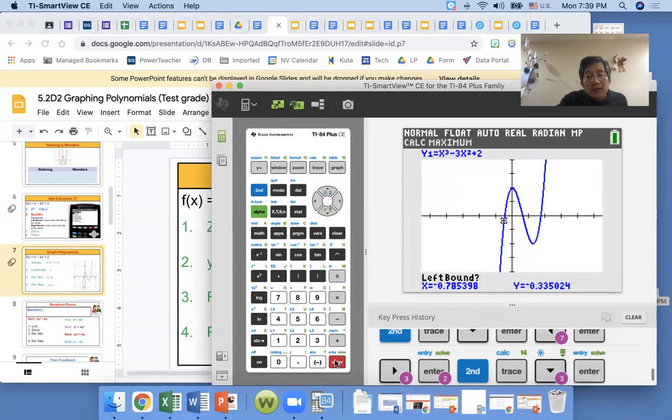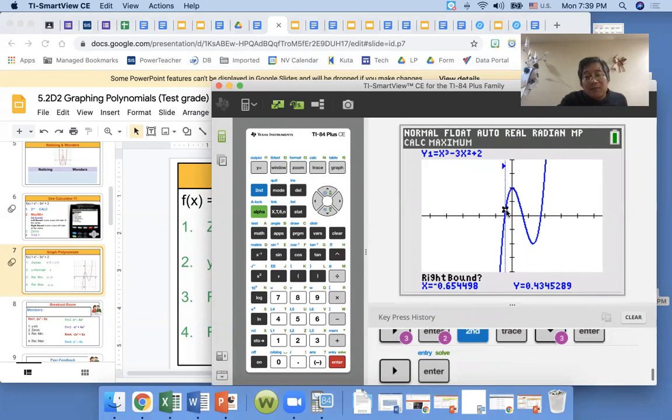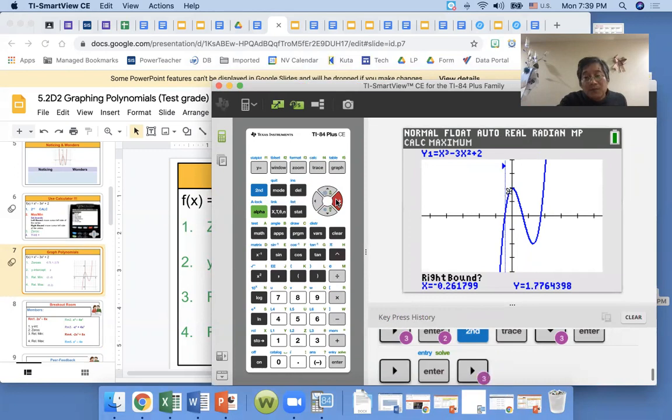Enter. Right, left bound, right? Slightly move here because your point is here, and then enter. Then you need to move to the right bound, right? Then move, move, move, move, move. Oh, you're in the right side, right? That's good enough. Right side of this point, enter. Again, guess, just enter. All right.